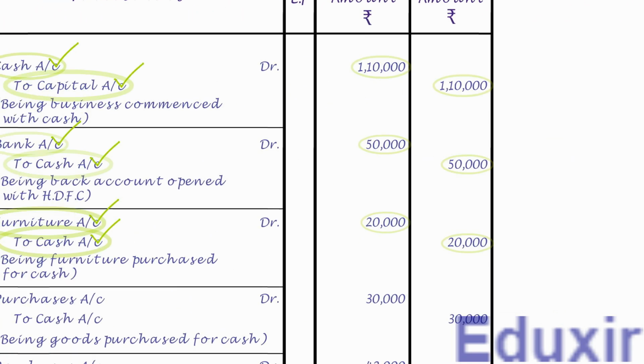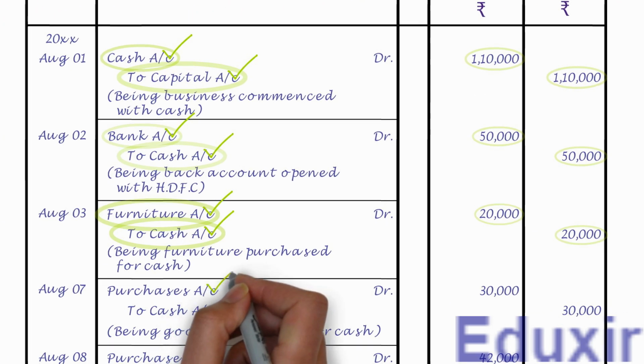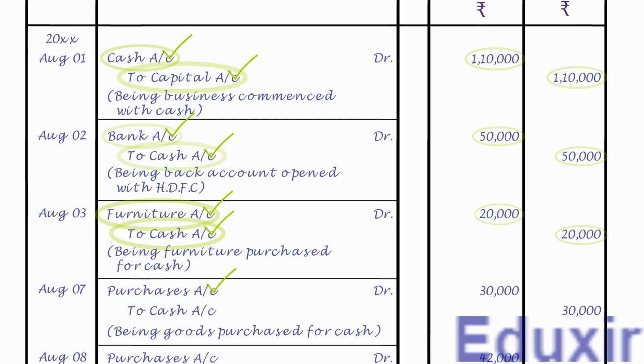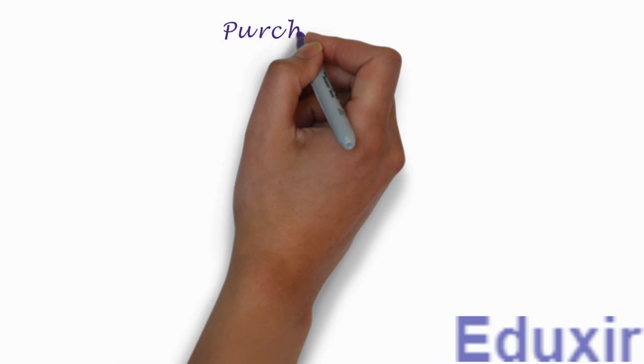As the name suggests, it needs to be posted on the debit side of purchases account and the debit amount is 30,000 rupees. Note that the details that need to be posted into the particulars column is cash account. For posting this entry, we need to create a ledger account for purchases as it is not yet created. Let us first write the title as purchases account.